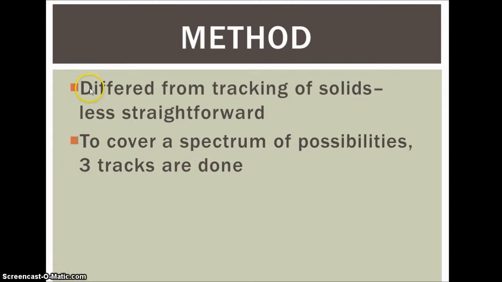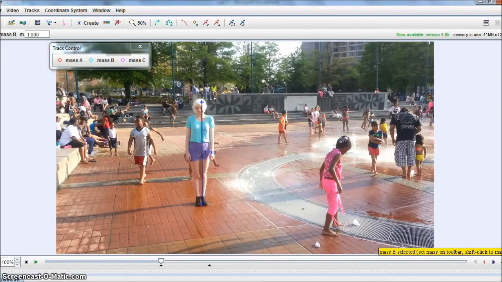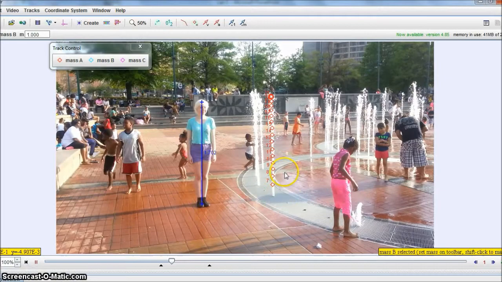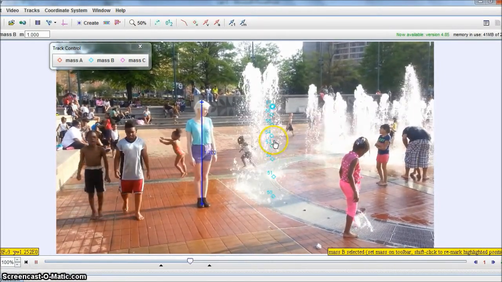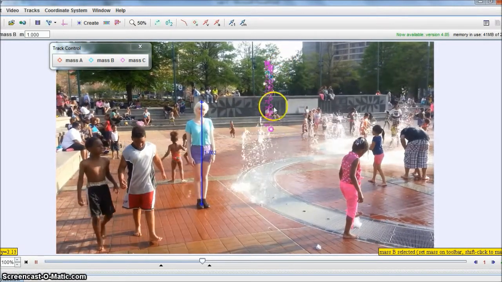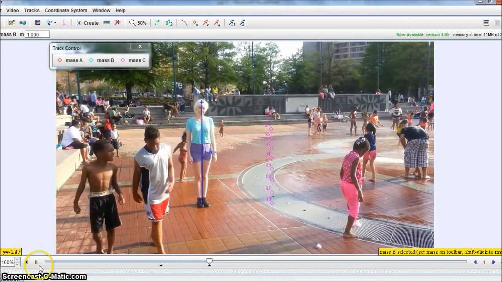Tracking water is less straightforward than tracking an object, so multiple tracks are applied to get as many useful points of comparison as possible. Track A watches the jet as it moves up. Track B follows the end of the jet, and Track C observes the water as it falls.